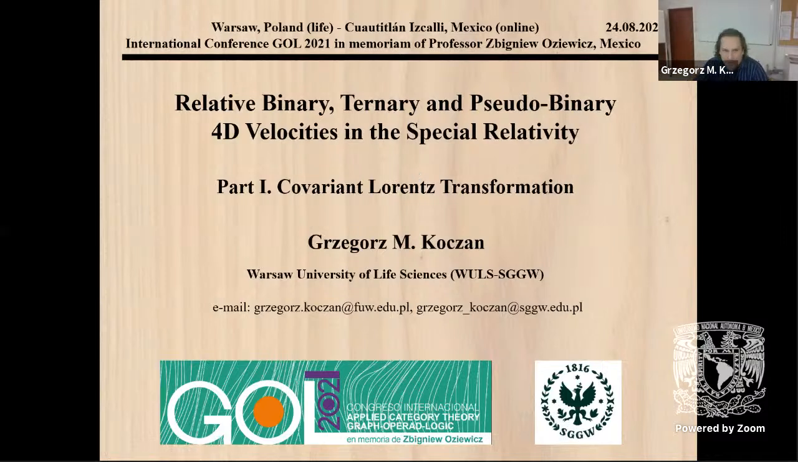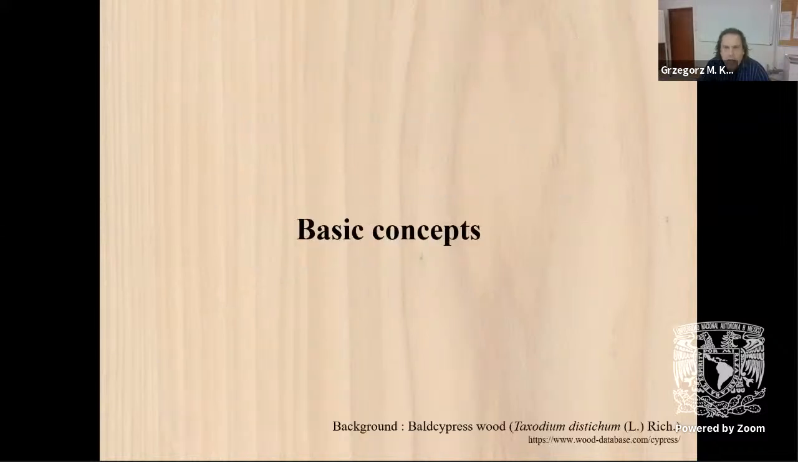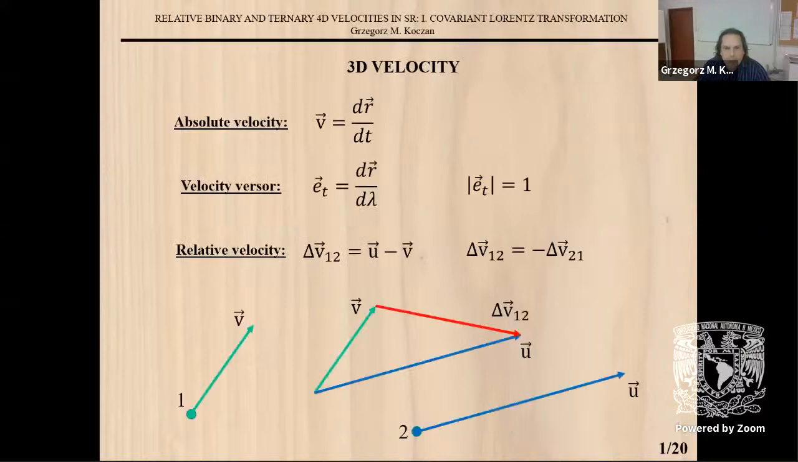I talk about special relativity, relative binary, ternary, and pseudo-binary 4D velocities in the special relativity. In part one, I show covariant Lorentz transformation. Basic concepts I show firstly. Well-known 3D velocity is, of course, the derivative of position with respect to time, and if we take the derivative with respect to street or canonical parameter, we get a versor which is normalized to unit.